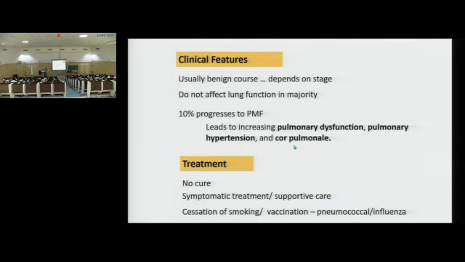And it leads to increased pulmonary dysfunction, pulmonary hypertension and cor pulmonale. Why does cor pulmonale develop? Because there will be resistance to the blood flow in the lung. So due to that, there will be right ventricular hypertrophy that leads to cor pulmonale. There is no definitive cure, only symptomatic treatment or supportive care. Those patients who have an additional history of smoking should stop. And vaccination against pneumococcal and influenza is given to prevent secondary infection.